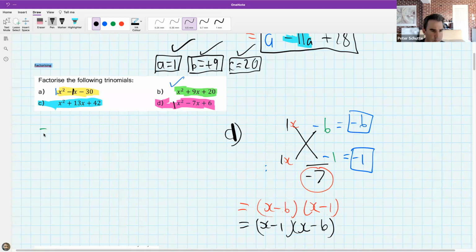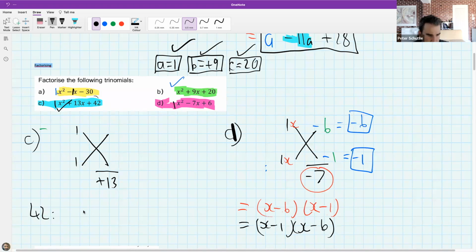Okay, so now we're trying to do C. I'm looking at my first term, there's a 1, and I just write that. Then the middle term is plus 13. And now I've got a choice with 42. So it's a bit harder.